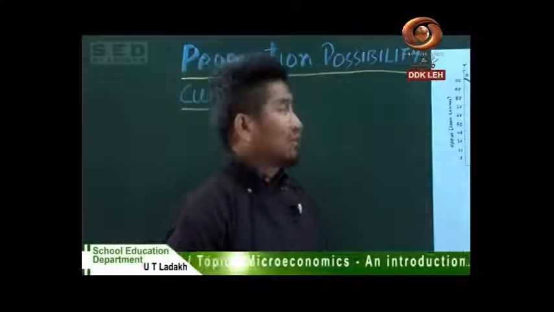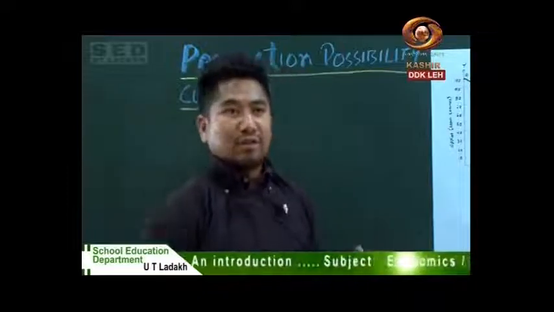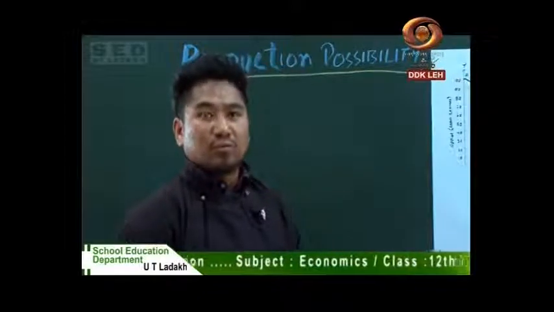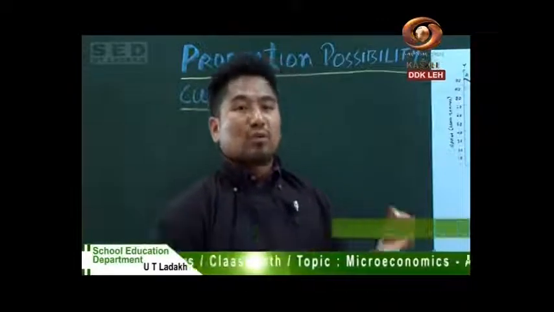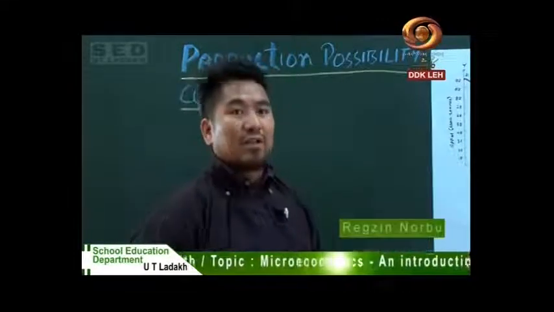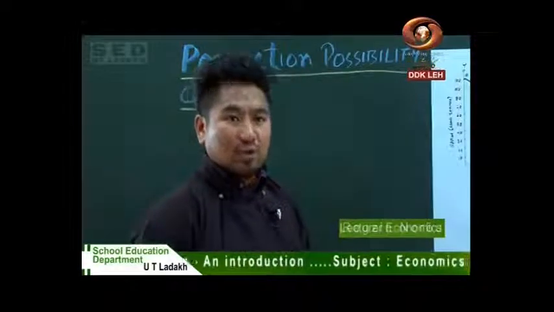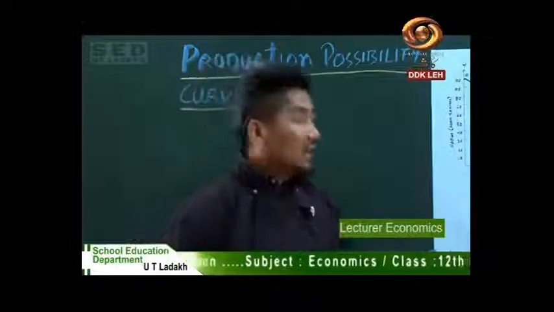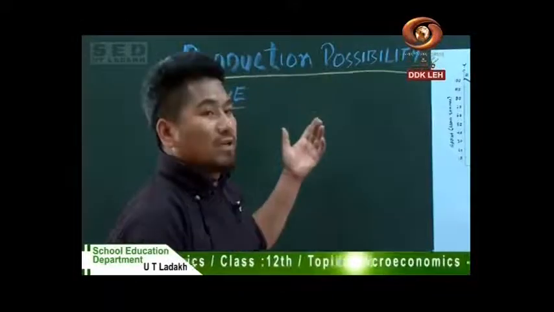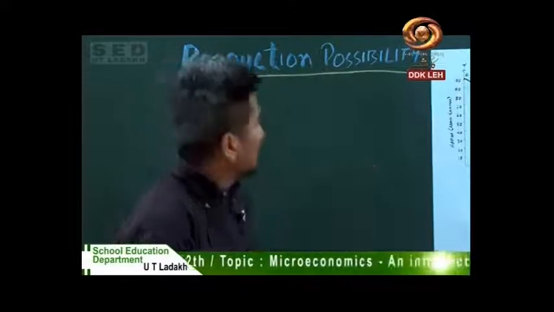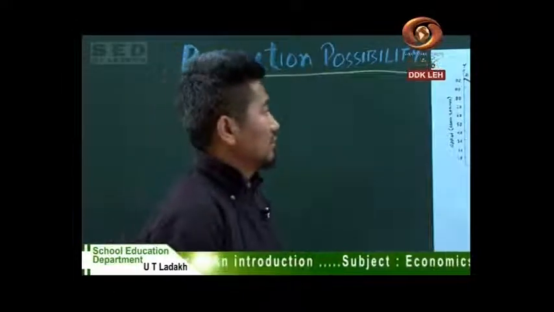Hello students. So yesterday we studied what is economics and what are the different problems that we call central problems of an economy, and there are three central problems: what to produce, how to produce, and for whom to produce. And we've also discussed what is microeconomics and what is macroeconomics, and we've just ended up by introducing what is production possibility curve.